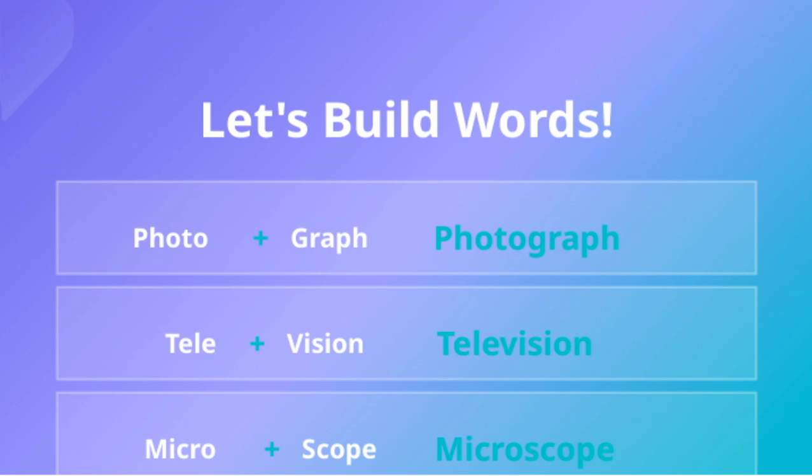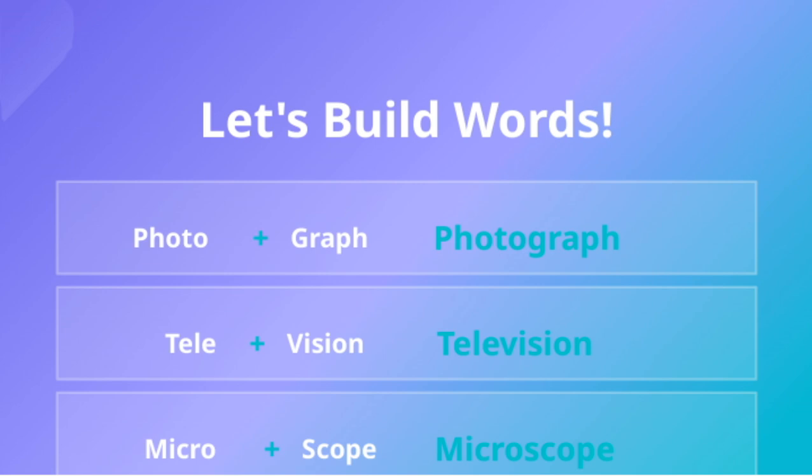Next, consider television. It combines vision and tele. Vision is about seeing, and tele means far away, so a television is about seeing things from a distance. Then we have photograph, which joins photo and graph. Photo relates to light or taking pictures, while graph is about writing or drawing. A photograph is a picture we create using light.